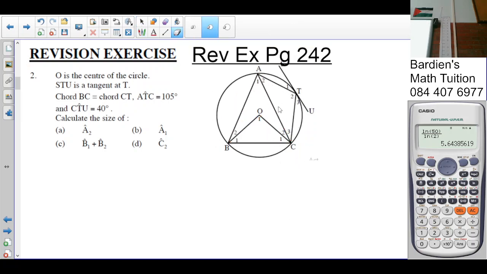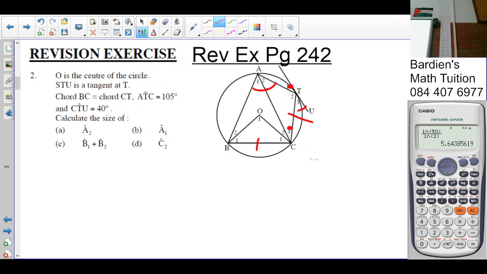Then we are told that STU is a tangent at T. So if that's a tangent, what do we know? We know that T3 is equal to U2 and T1 is equal to C3, tan chord theorem. Then we are told that chord BC is equal to chord CT. If that's the case, what do we know? We know that angle A1 is equal to angle A2. Equal chords subtend equal angles on the same side. You see that?